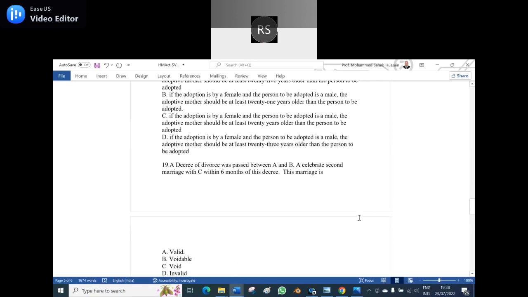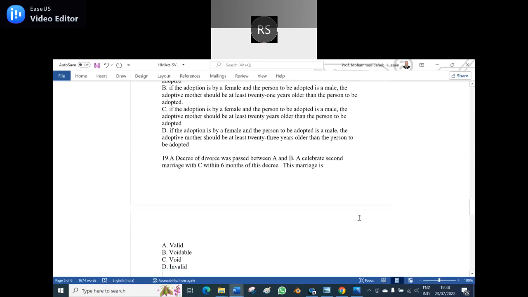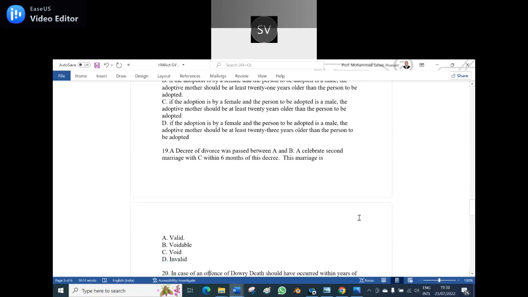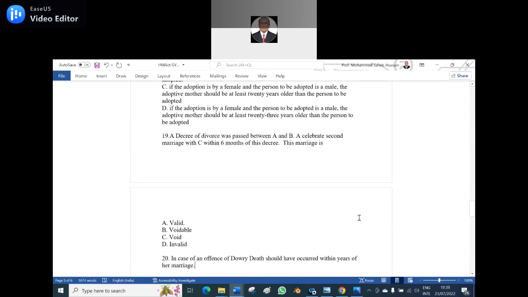19th question. A decree of divorce was passed between A and B. A celebrates second marriage with C within 6 months of this decree. This marriage is option A valid, option B voidable, option C void, option D invalid. Valid, option A. Yes, option A, valid, is the correct answer.